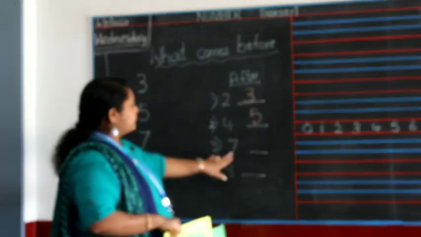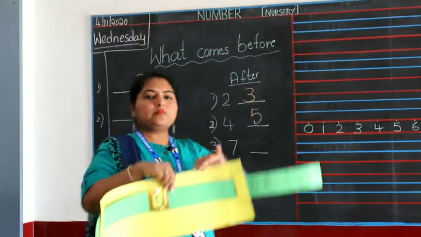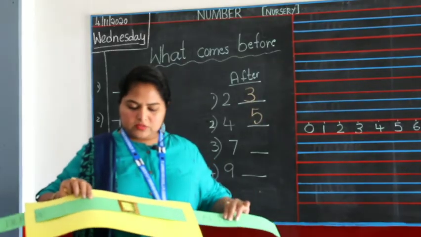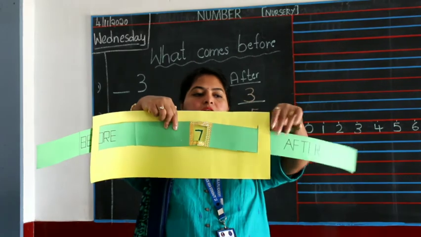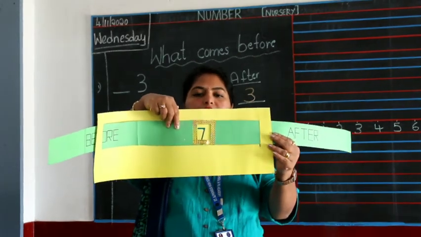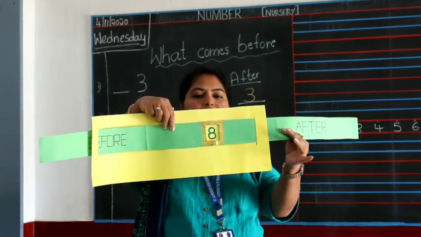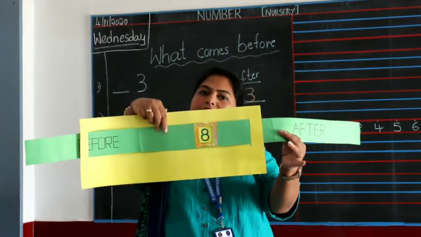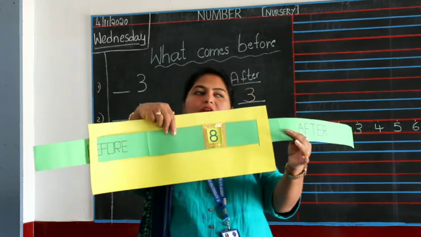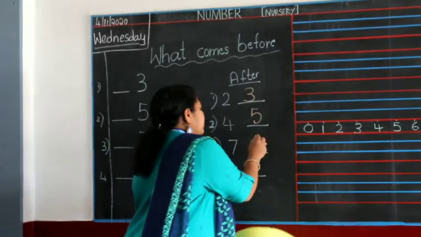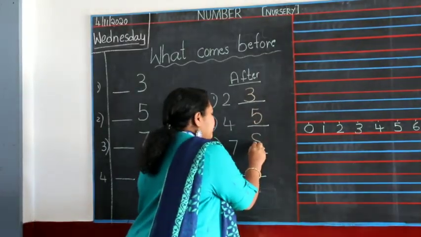Now we have 7. So what comes after 7? So I will take it to 7. So there's 7 here. So to see what comes after 7, we'll drag the after side and we get 8. What comes after 7? 8. Very good. So we write 8 here.